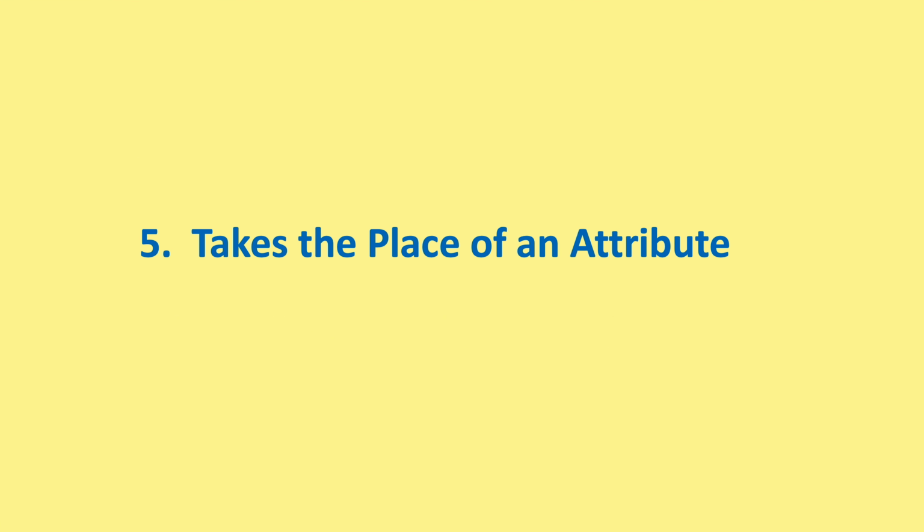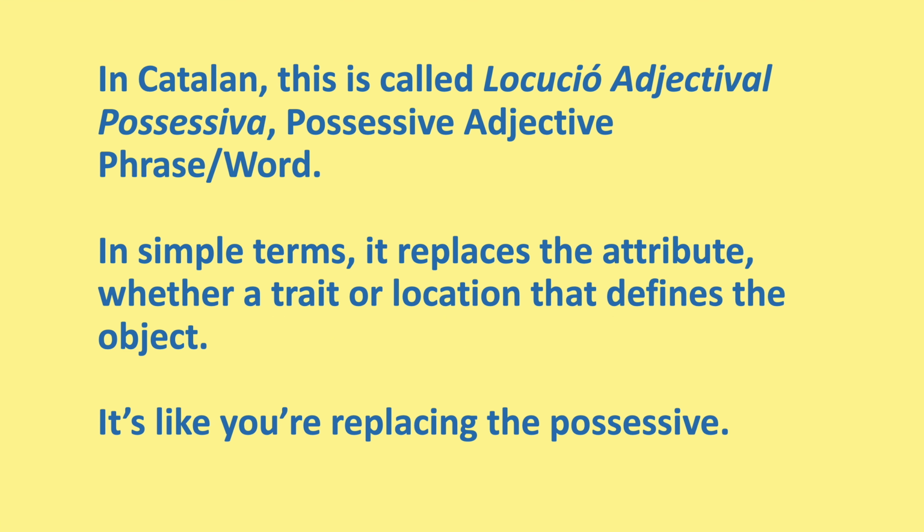Fifth use. Takes the place of an attribute. In Catalan, this is called locució adjectival possessiva, which means possessive adjective phrase or word. In simple terms, it replaces the attribute, whether a trait or location, that defines the object. It's like you're replacing the possessive.